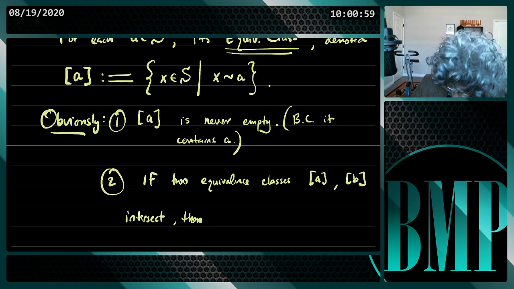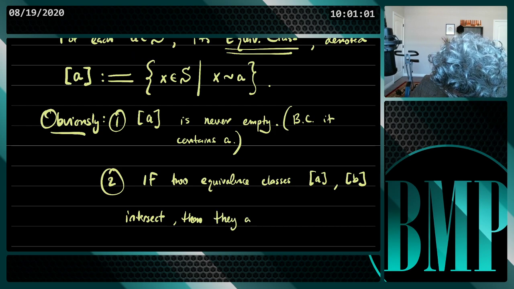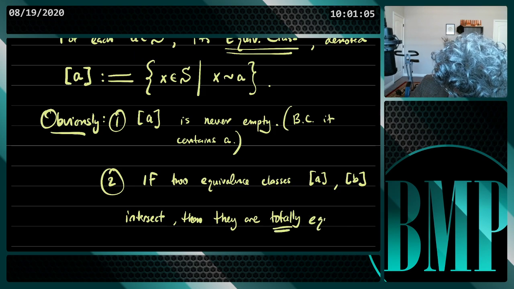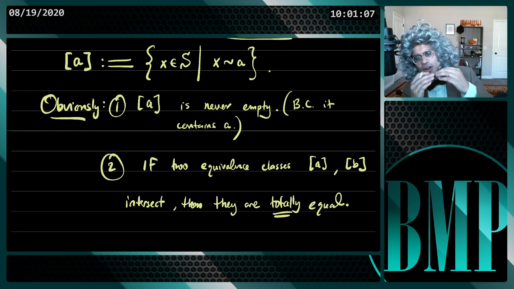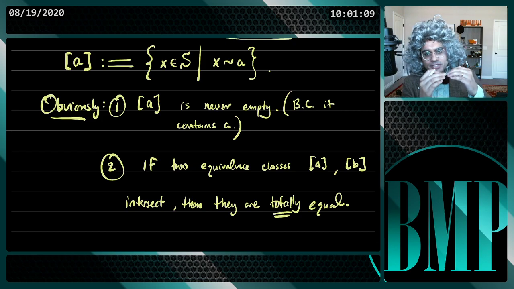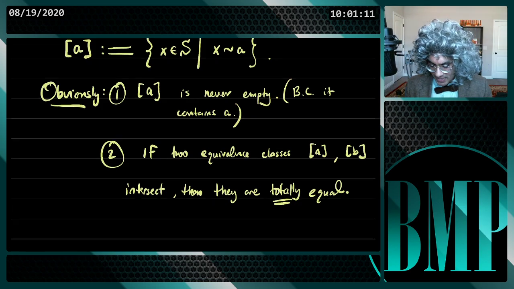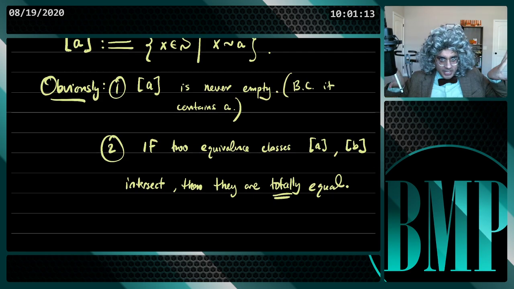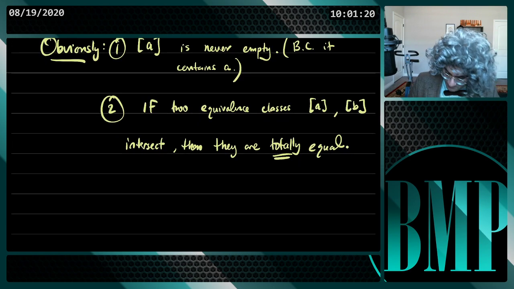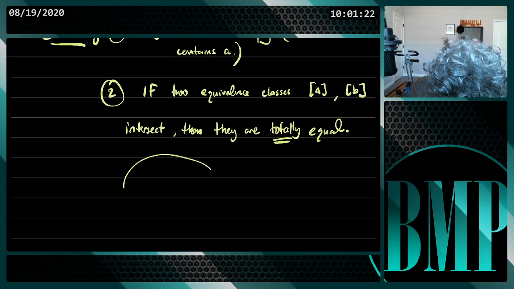Then they are equal. Totally equal. There's no partial intersection between two equivalence classes. Okay, they either are disjoint or they're the same. It's a 1 or a 0 situation. Okay, let me try to draw a picture here.